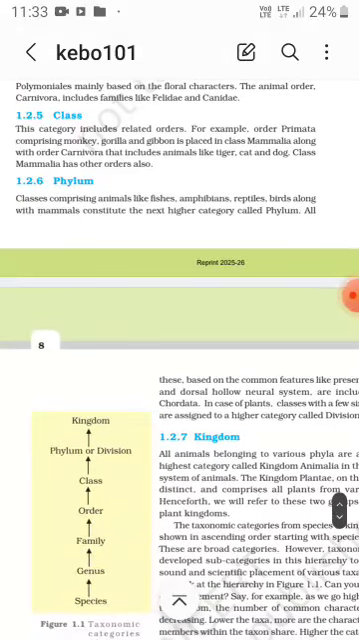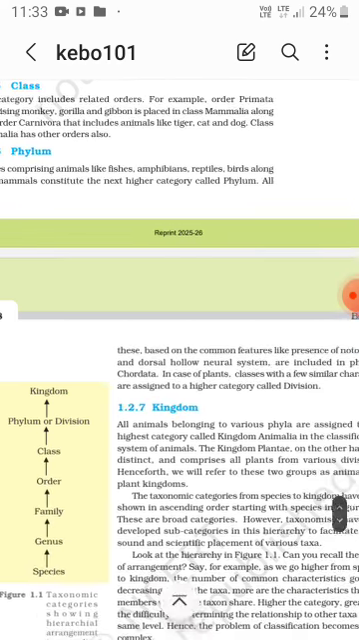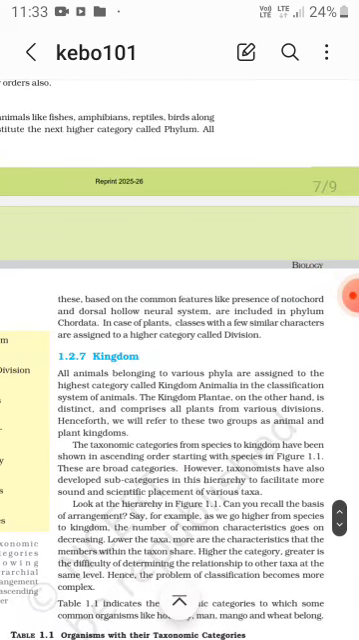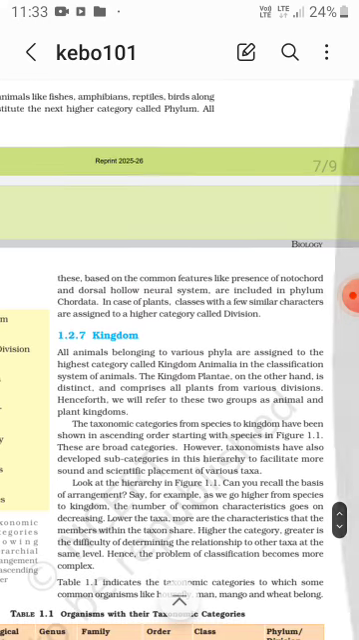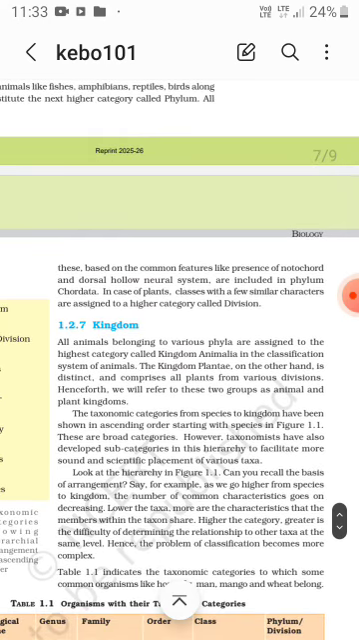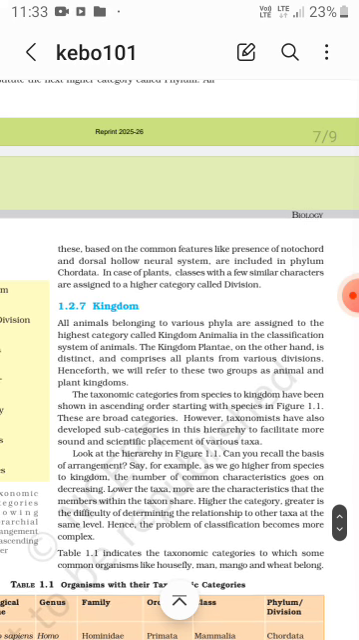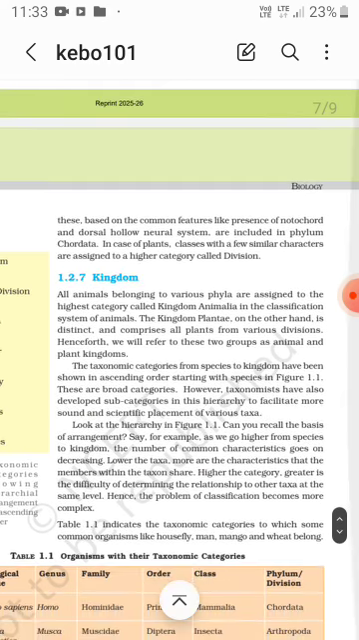Now phylum. Classes comprising animals like fishes, amphibians, reptiles, birds along with mammals constitute the higher category called phylum. Fishes, amphibians, reptiles, birds and mammals are all classes, and these classes are included in a higher category called phylum. All these are based on common features like presence of notochord and dorsal hollow neural system, and are included in phylum Chordata. Now Chordata is a phylum.